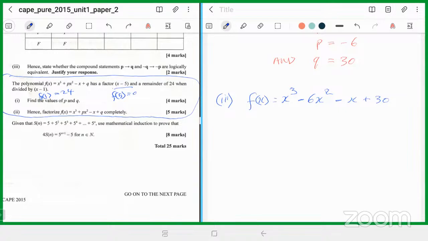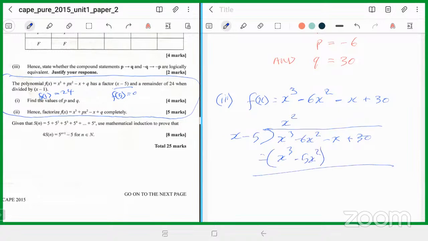X minus 5 is a factor, so I'm going to divide it by x minus 5. I'm trying to factorize it down. X cubed minus 6x squared minus x plus 30. This divided by this is x squared. x squared times these, we get x cubed minus 5x squared. Subtract this, minus minus means plus 5x. So 5x minus 6x gives me negative 1x squared. Then minus x plus 30.